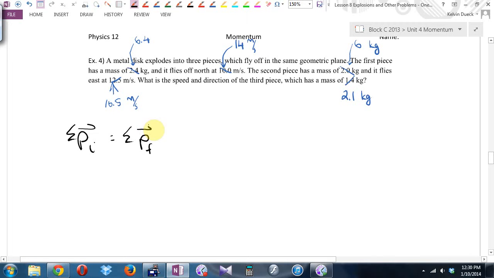Before the explosion, what's the momentum? After the explosion, we do have three separate pieces. We have piece 1, piece 2, piece 3, each of which has their own momentum. Are there different directions and angles in this question?